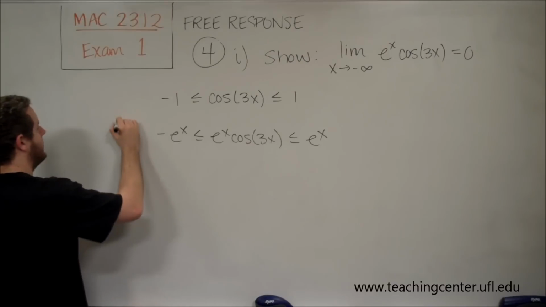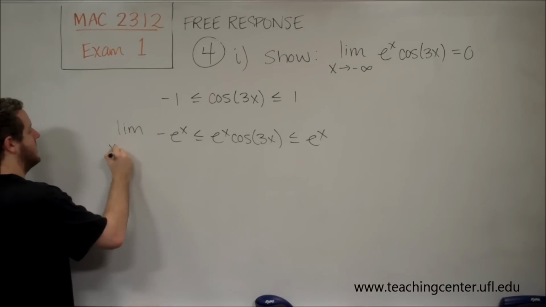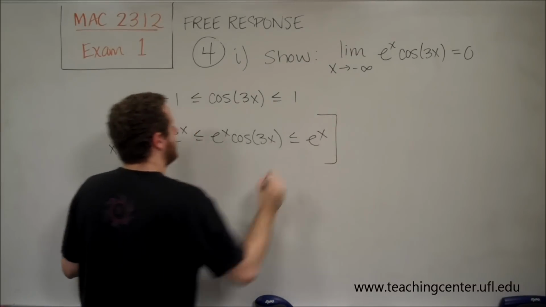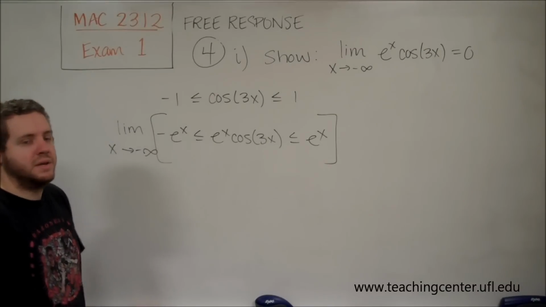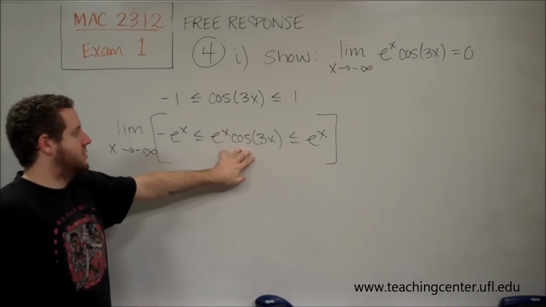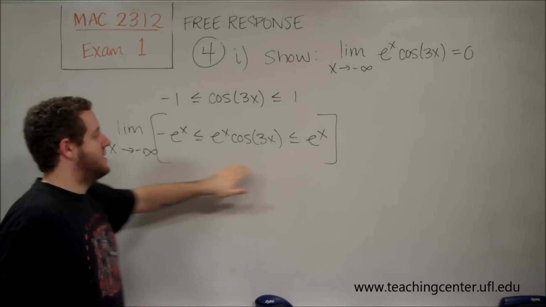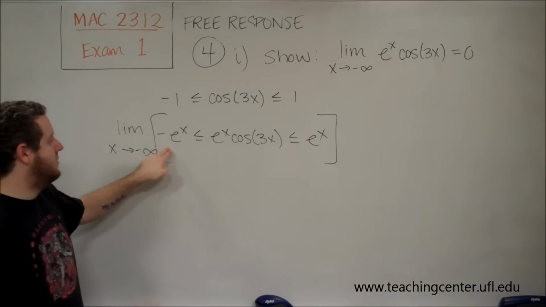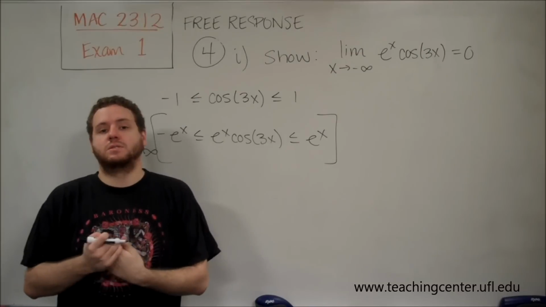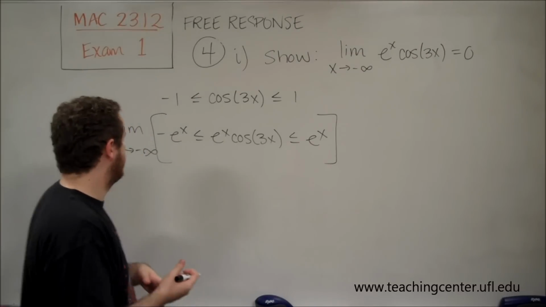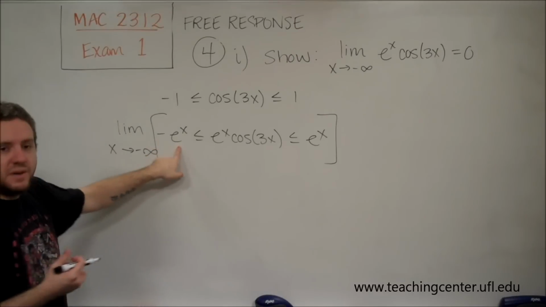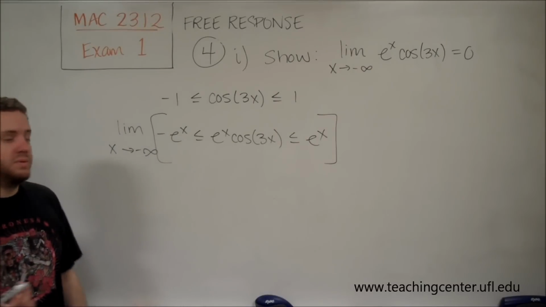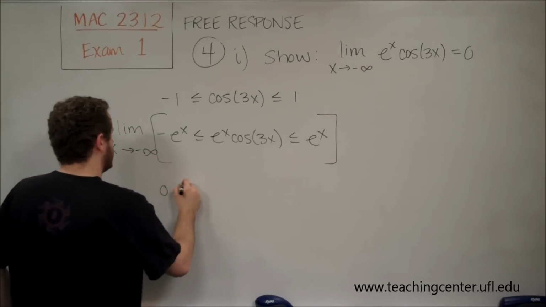Now if we do the limit as x goes to negative infinity applied to this entire inequality, if this center function is always in between these two, then when we take the limit as x goes to negative infinity of these two, it should still be in between those. That's what the squeeze theorem says. But as x goes to negative infinity, both negative e to the x and e to the x are both 0.